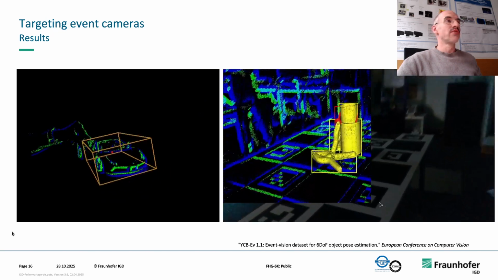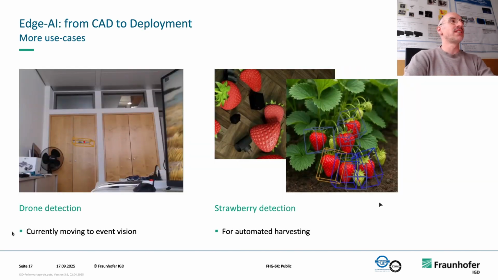With this, I want to give you some more examples of synthetic data generation and the applications of it. On the left-hand side, you see a drone detection where we again only had a synthetic CAD file of the model of the drone, and we are able to detect the drone, but also where it is heading, so we can predict where it will move next. Currently, we are moving towards event detection of the drone because it's a much more fitting task, because we have a stationary camera and only the drone is moving.